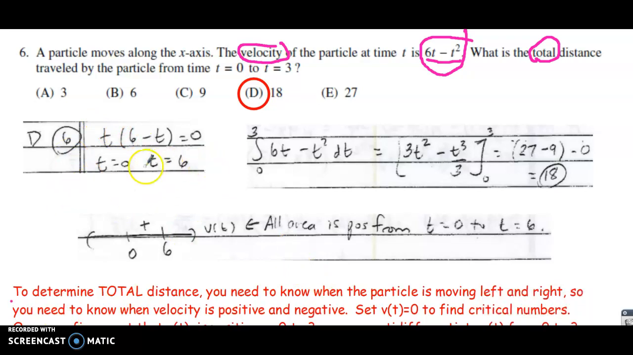So I'm going to start by figuring out where the velocity crosses or intersects the x-axis. I factored out the t. I set each factor equal to 0, so I got t equal to 0 and t equal to 6.